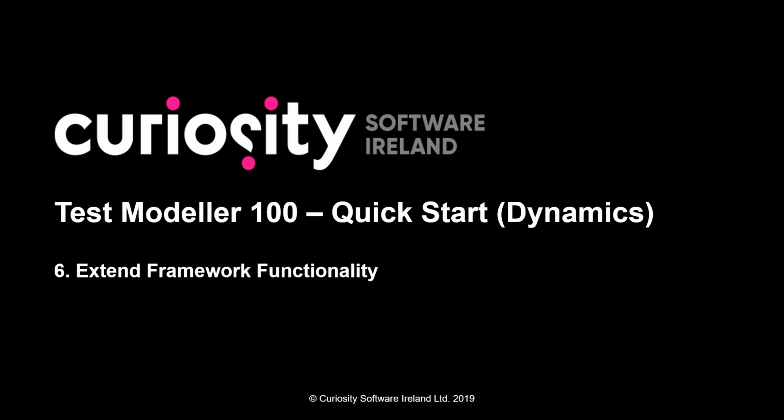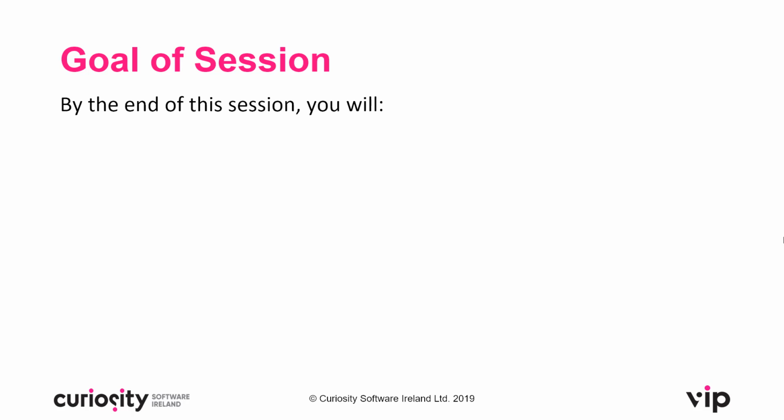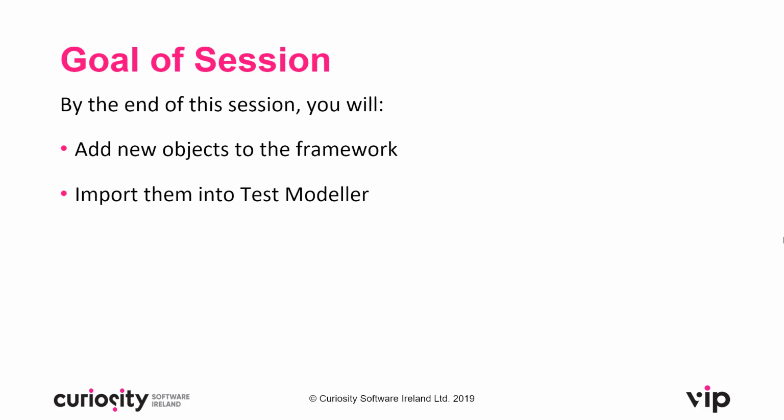In this installment of the Test Modeler 100 Quick Start series for Dynamics 365, we're going to be extending our framework functionality. The goal of this session is that by the end you will be able to add new objects into the automation framework and be able to import them into Test Modeler.